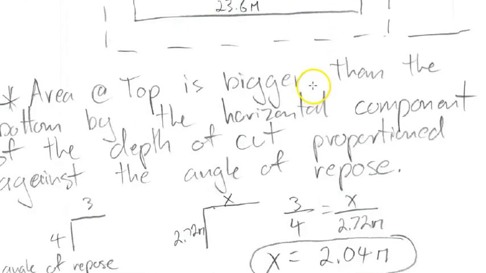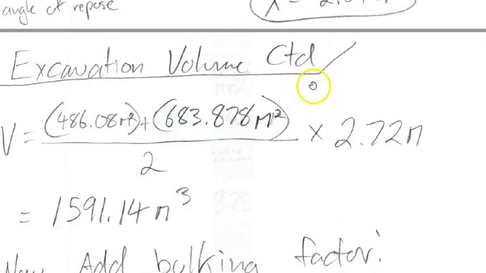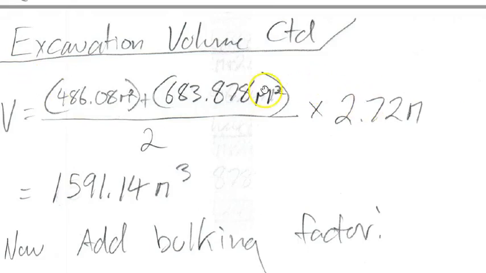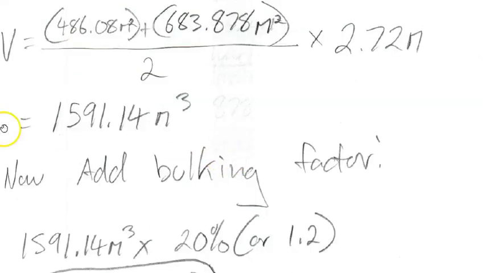Let's go back to our formula now, just to wrap this up. I've got everything I need now to punch into my volume calculation. I've got the area at the bottom of the excavation and the area at the top of the excavation. Divide that by 2, multiply by the depth of cut, which was 2.72. Gives me 1591.14 meters cubed, or cubic now.